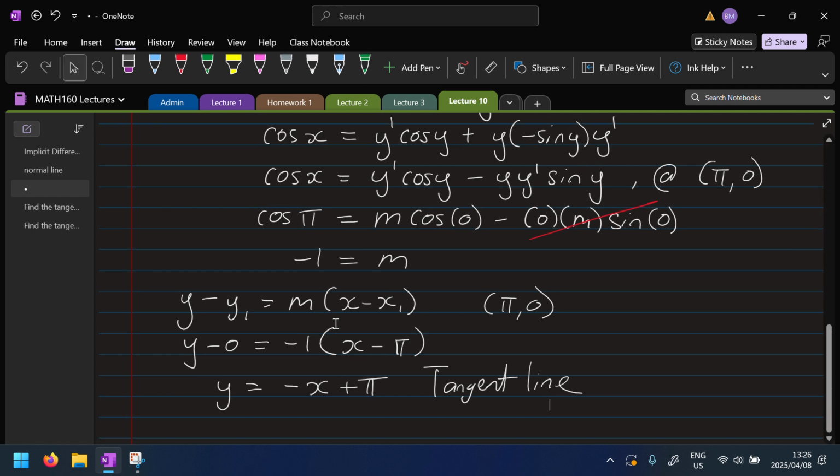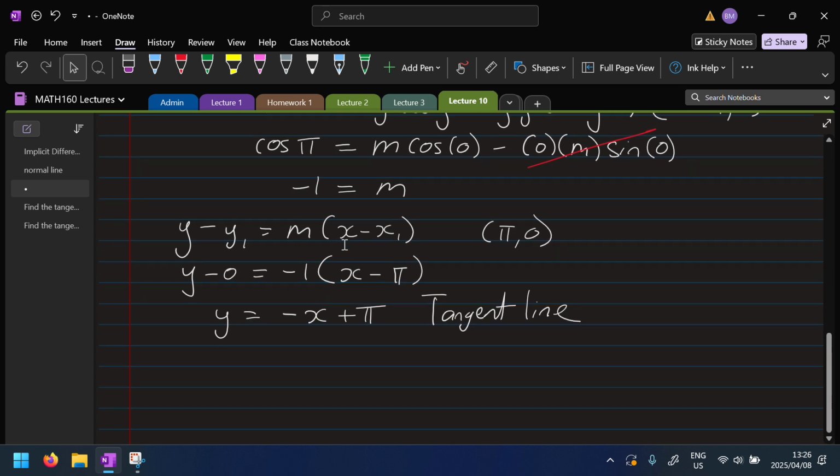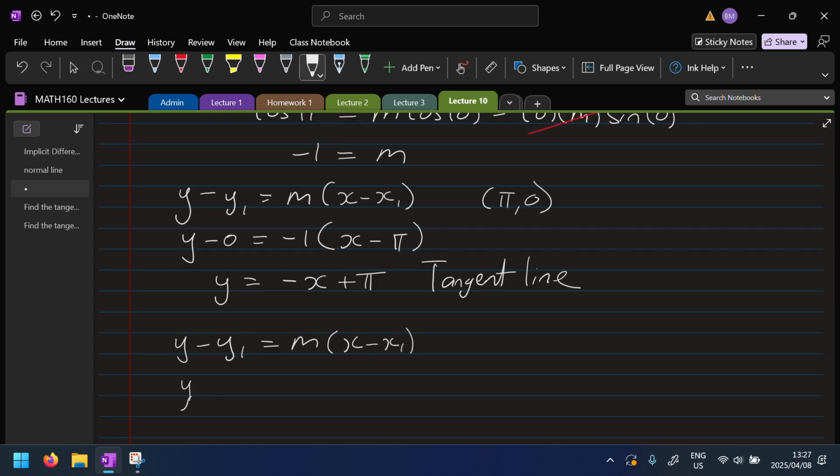Okay, what about the normal line? Again, the product of the tangent gradient and the normal gradient must be minus 1. So in this case, the normal line will have gradient 1, so that the product is minus 1. So we're going to have y minus y1 equals m(x minus x1). The point is the same because the tangent line and the normal line intersect at the same point. So y minus 0 is equal to m, we said that was 1, times x minus π. So y equals x minus π.